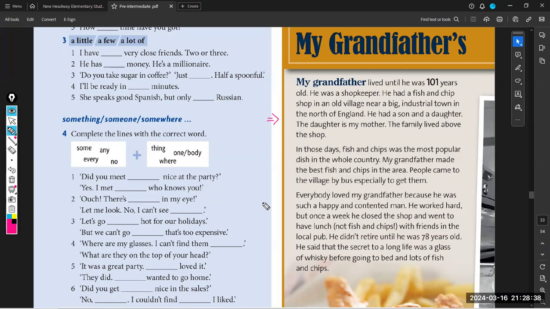Thank you, right. You are a real reader. Thank you so much. Zainab, can you read the passage, please? Yes, teacher.